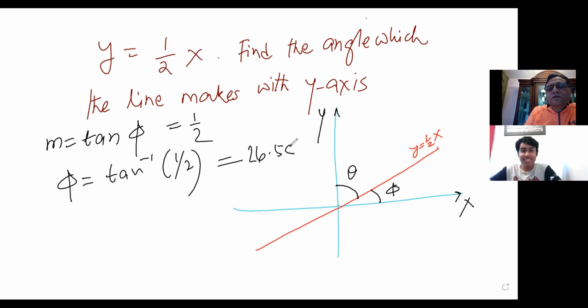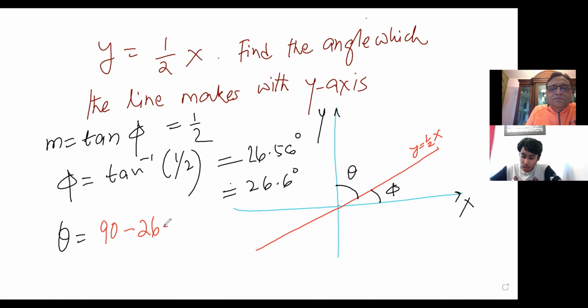Oh, I'm on the wrong one. Yeah, change your mode to degrees, okay? So if I round to one decimal place, it'll be 26.6 degrees. Is that okay? Yes, sir. So what is the angle theta? If phi is 26.6 degrees, the angle which it makes with the y-axis will be how much? Tell me. 90 subtracted by 26.6, which would be 63.4.